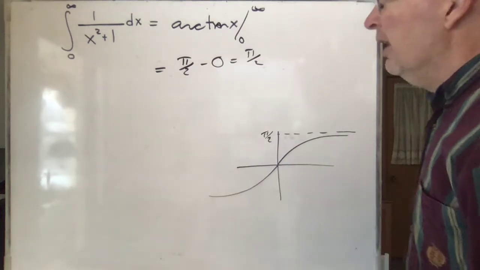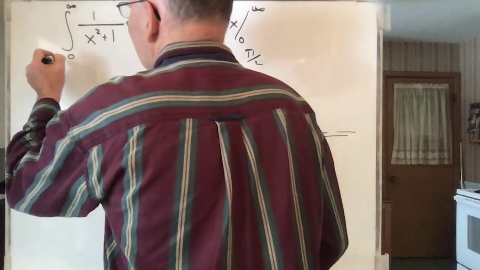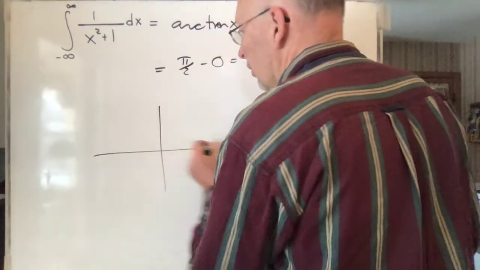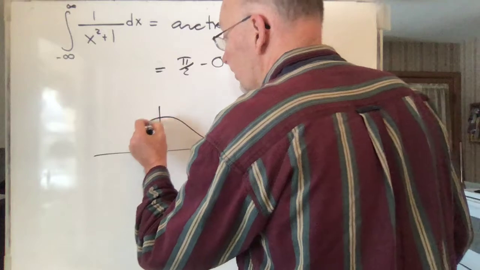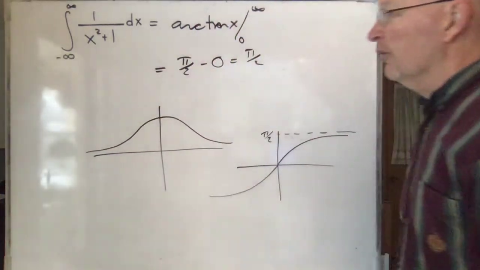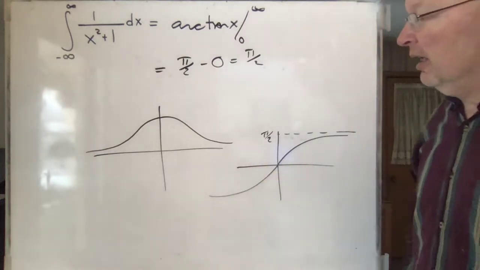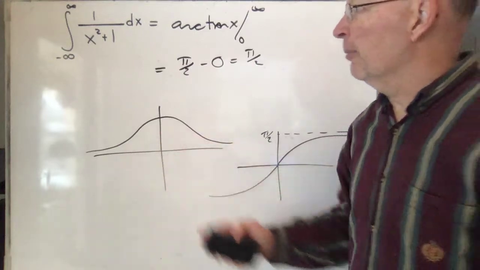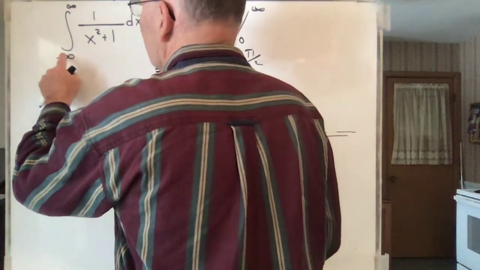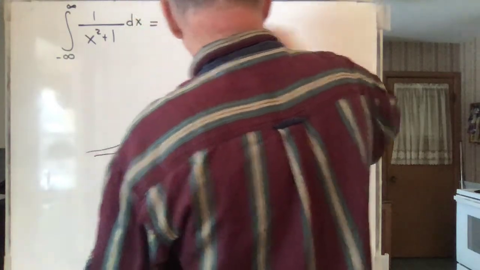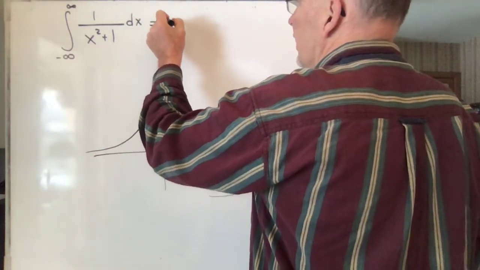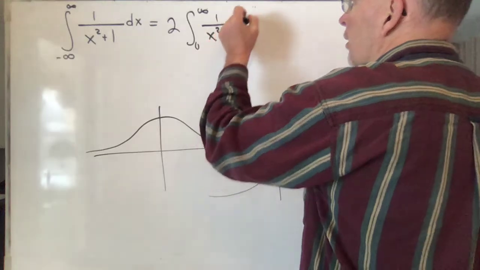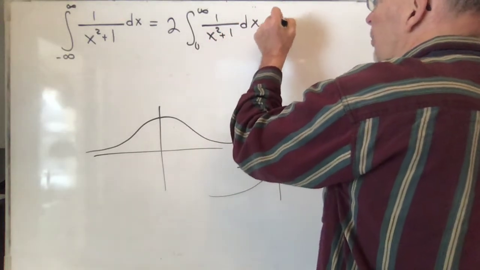So there's that one. Now, what if instead of this we had from minus infinity to infinity? Now we have this situation. As I say, there's 1 over x squared plus 1, and now we're going from minus infinity to infinity. The easiest way to do that, I guess, is just to use symmetry the way we've done in the past and say this is equal to 2 times the integral from 0 to infinity, which then would be equal to pi.